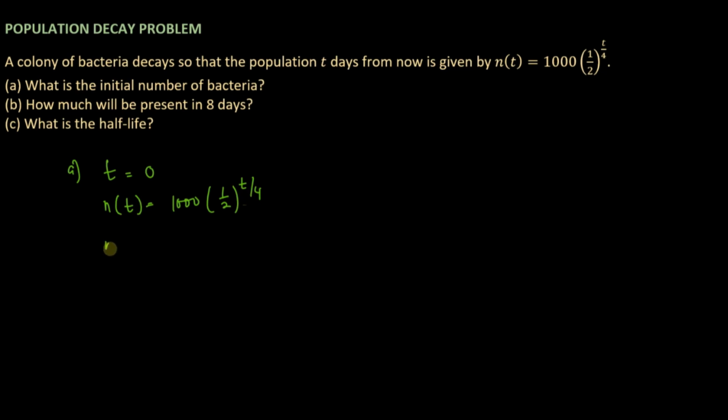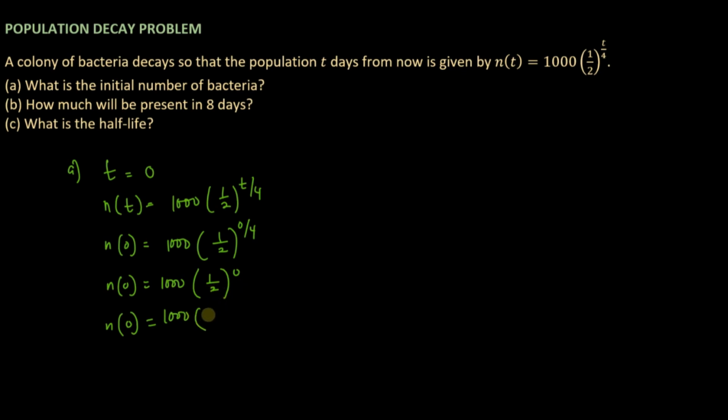So we have N of 0 is equal to 1000 times 1/2. Then ang time is 0 over 4. Therefore, N of 0 is equal to 1,000 times 1/2 raised to 0. 1/2 raised to 0 is 1. So therefore, N of 0 is equal to 1,000. So the initial number of bacteria is 1,000.